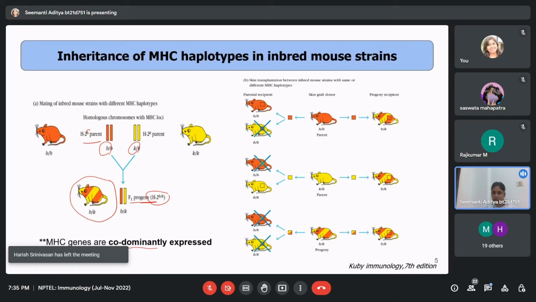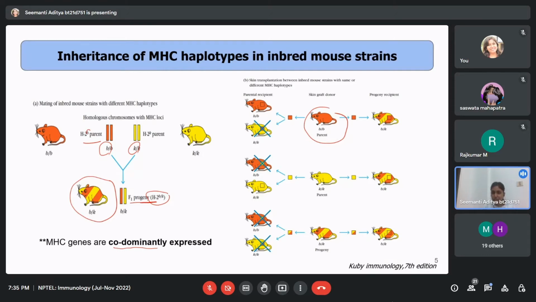We know that MHC molecules are responsible for rejection or acceptance of a particular transplantation. So what they did is take a graft from a BB parent, shown here in orange, and graft the skin onto another parent of the same haplotype, BB. Here the skin gets accepted. Whereas if you transplant the skin onto a KK type of parent, it will not be accepted and will be rejected. So immune responses will be started against this orange skin part.